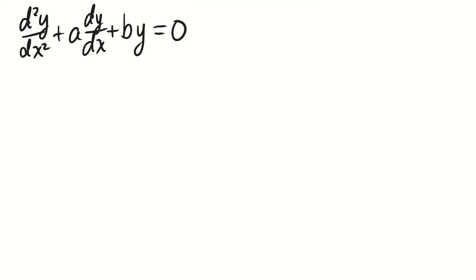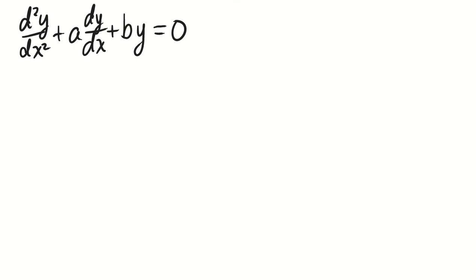So right here we have a second order linear differential equation. The second derivative of y plus a times the derivative of y plus b times y equals 0, where a and b are constants. There is a very neat way to solve this, and I will first go through the method and then I will prove the result. So first of all, let's look at the method itself.